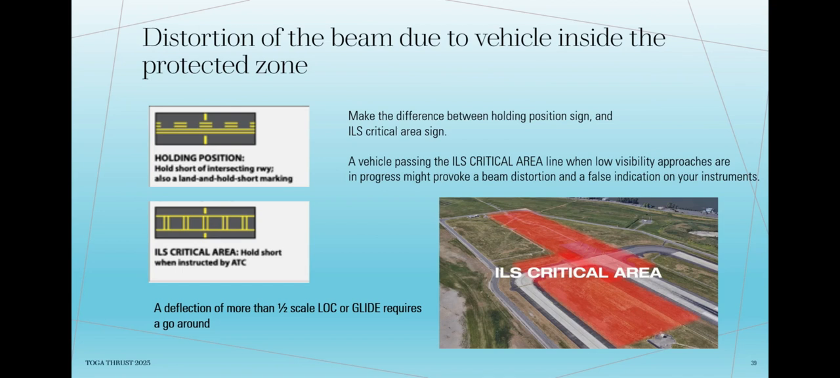Distortion of the beam due to vehicle inside the protected zone. Make the difference between holding position sign and ILS critical area sign. A vehicle passing the ILS critical area line when low visibility approaches are in progress might provoke a beam distortion and a false indication on your instruments. A deflection of more than half-scale localizer or glide requires a go-around.